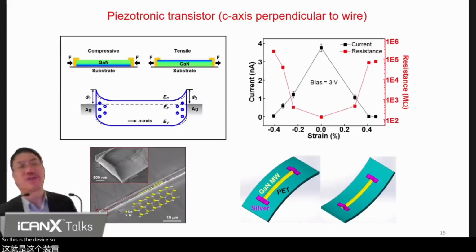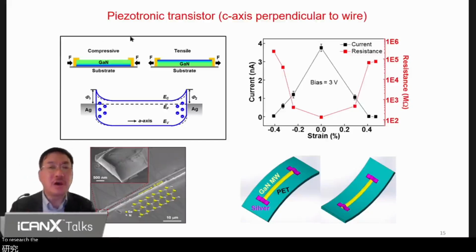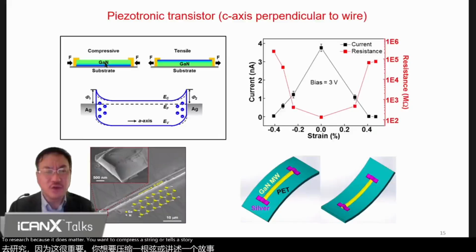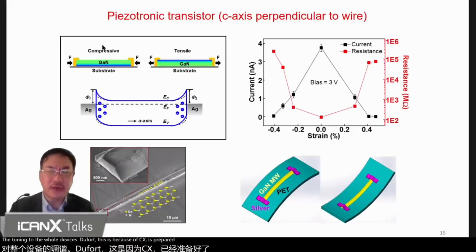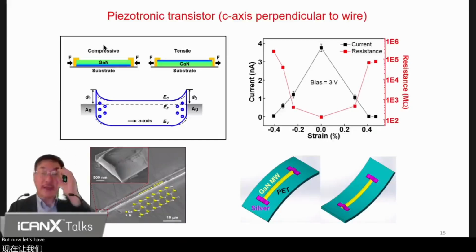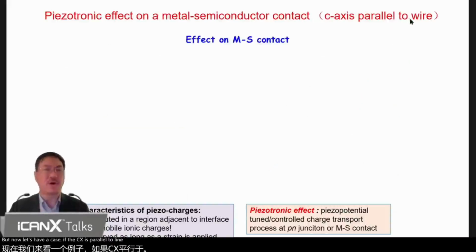So we can tune the transport through such, because it doesn't matter whether you have compressive strain or tensile strain, the tuning to the whole device is different. This is because the C-axis is perpendicular to the nanowire. But now let's have a case where the C-axis is parallel to the nanowire.